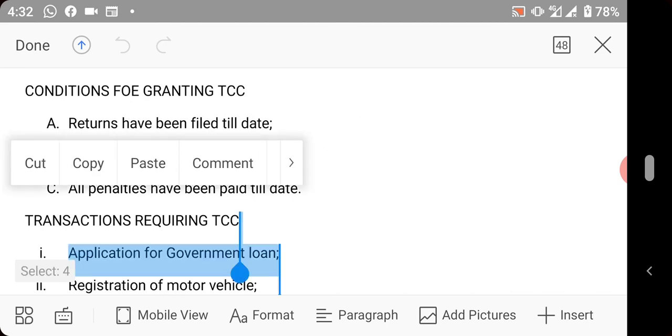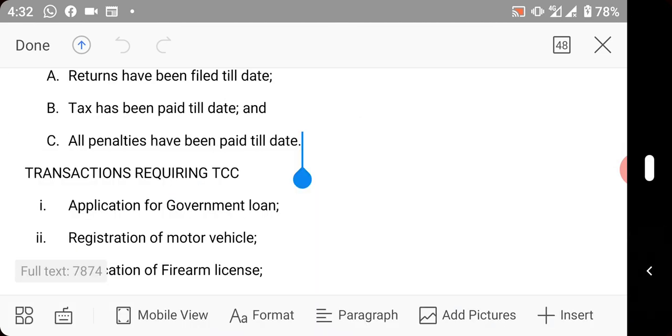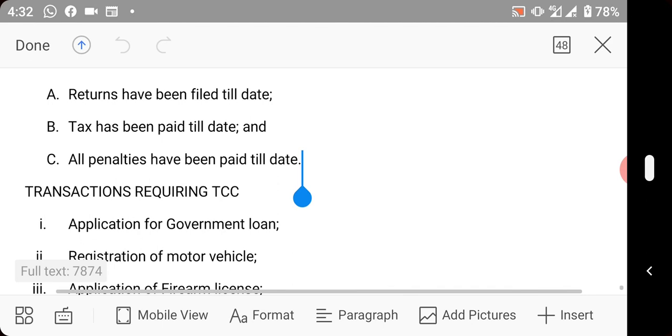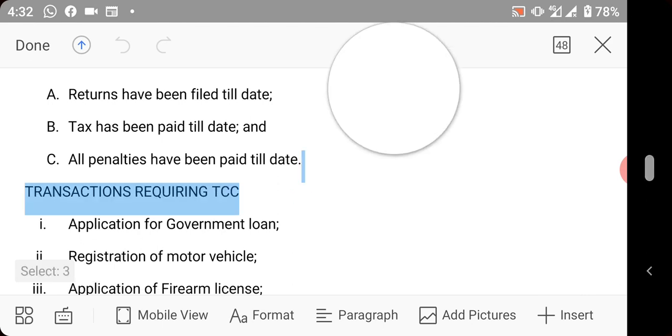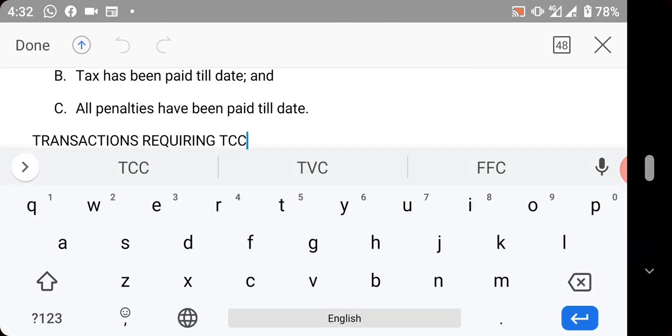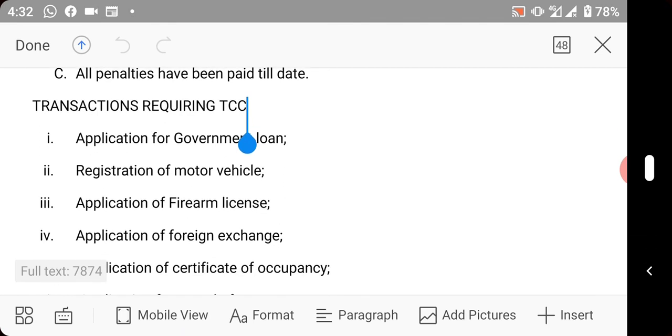So I talked about conditions. The first condition is returns have been filed till date, tax has been paid till date, and all penalties have been paid till date. That's only when you are eligible to file for or be given a tax clearance certificate. Now we have transactions requiring TCC. There are millions of transactions requiring TCC, but I was able to provide about 15 or thereabout.